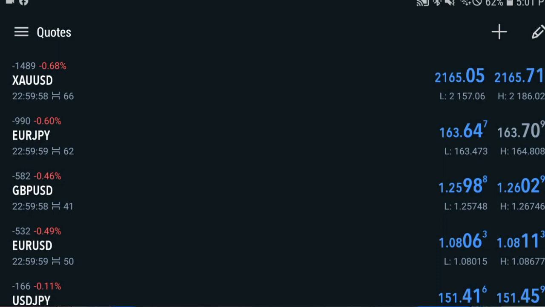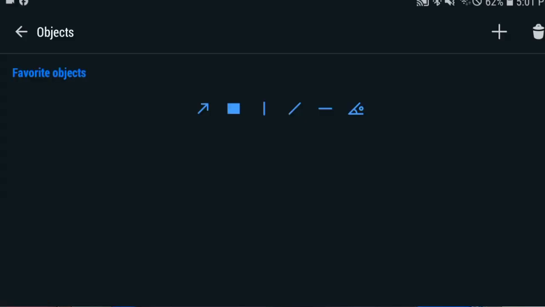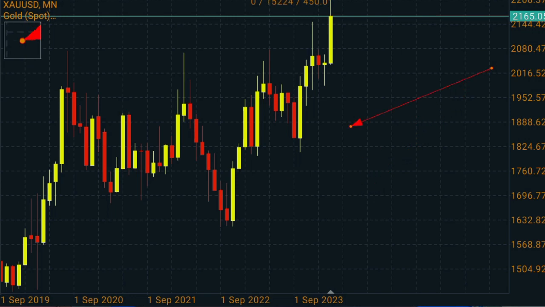So as you can see on my screen, I have gold, Euro JPY, GBP USD, and Euro USD. I mostly trade gold. So here, as you can see in gold, is the monthly time frame.